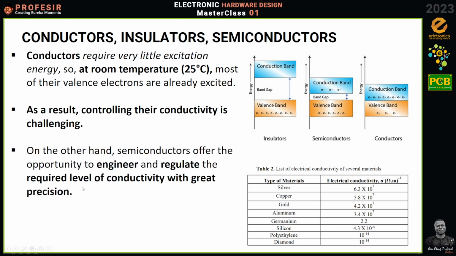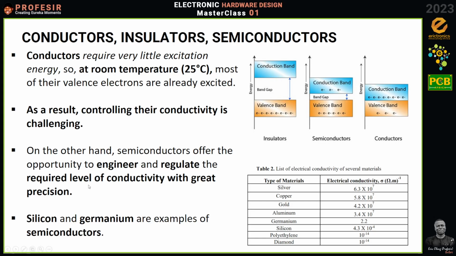But if you look at semiconductors, they present engineers the opportunity to manipulate their conductivity, because they don't require as much as insulators or as little as conductors. It means they allow us room to engineer how good a conductor or how good an insulator they should be. And this is what actually led to the revolution in electronics: the fact that we can adjust the conductivity of semiconductors.